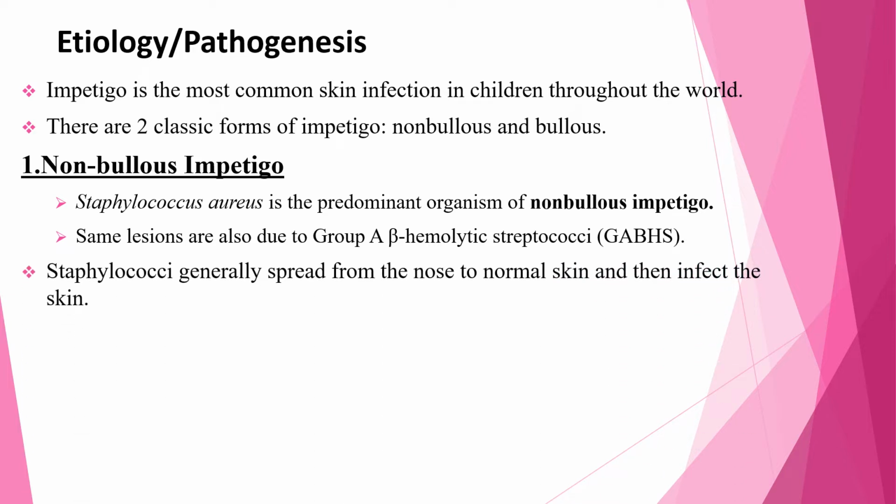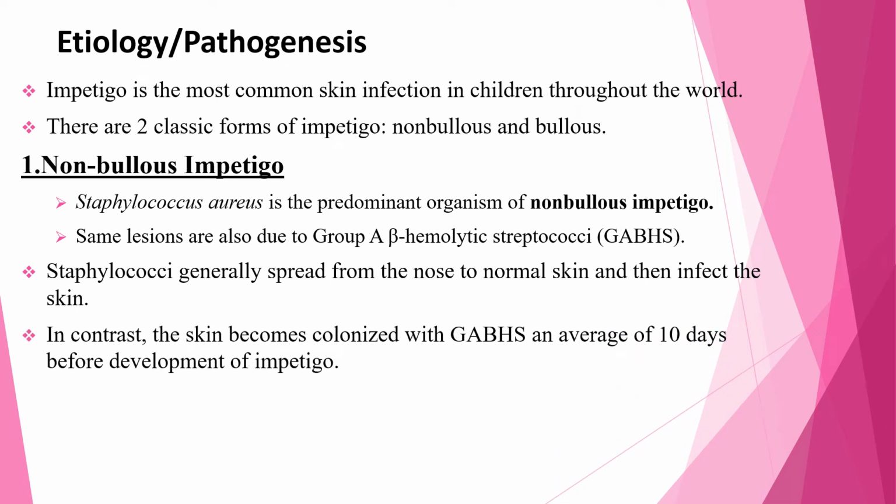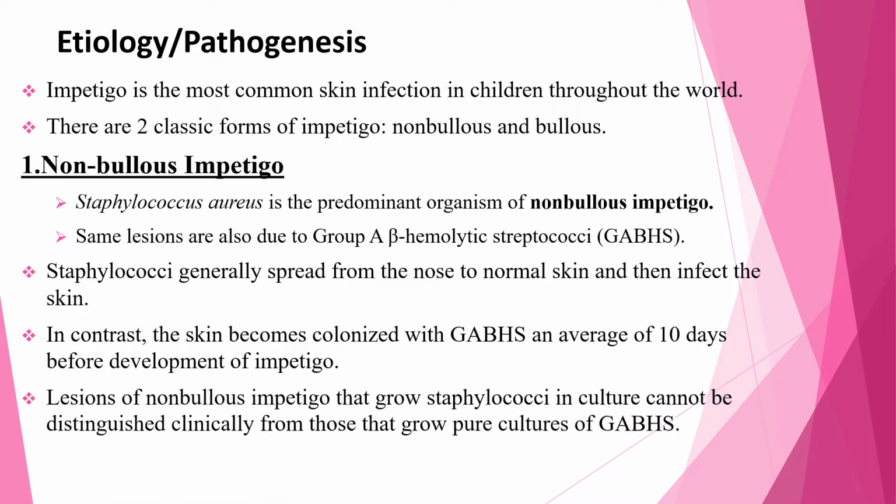Staphylococcus generally spreads from the nose to normal skin and then infects the skin. In contrast, the skin becomes colonized with group A beta hemolytic streptococcus an average of 10 days before development of impetigo. Lesions of non-bullous impetigo that grow Staphylococcus in culture cannot be distinguished clinically from those that grow pure cultures of group A beta hemolytic streptococcus.